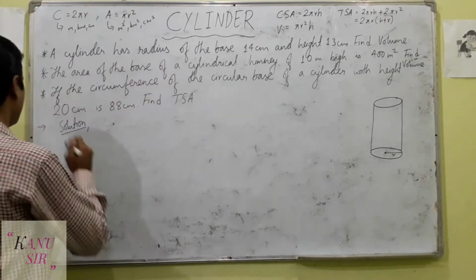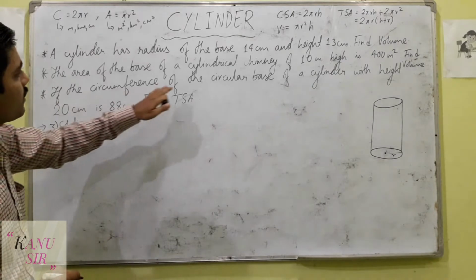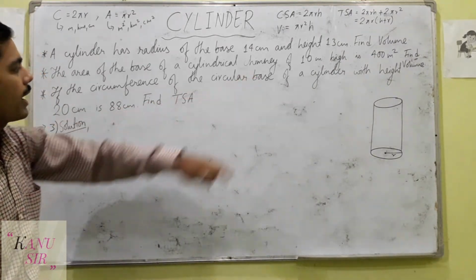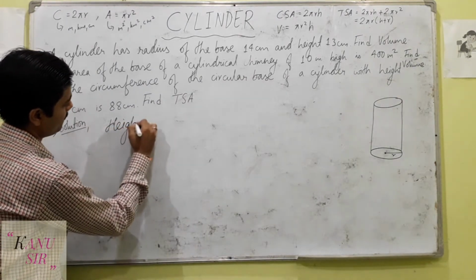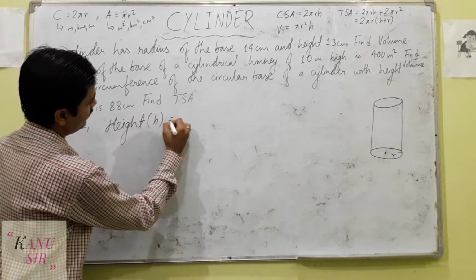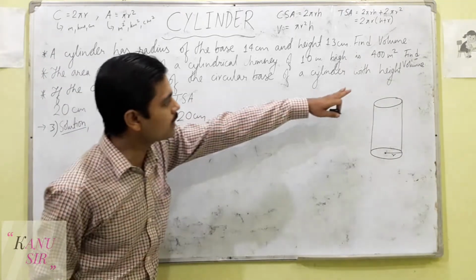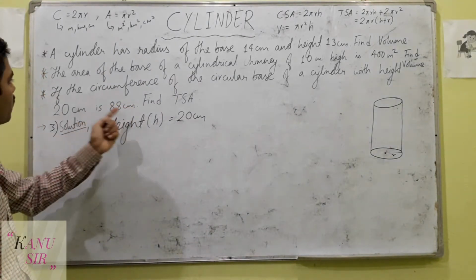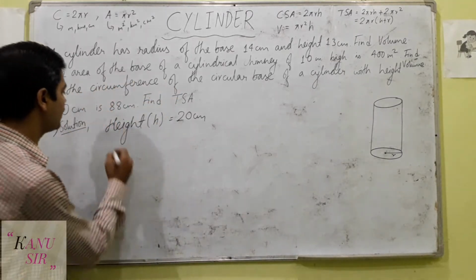Next is question number 3. In question number 3, the circumference of the circular base of a cylinder with height h equal to 20 centimeter. So immediately we have got the height here. But what is this 88 centimeter actually? It is the circumference. The circumference is 88.